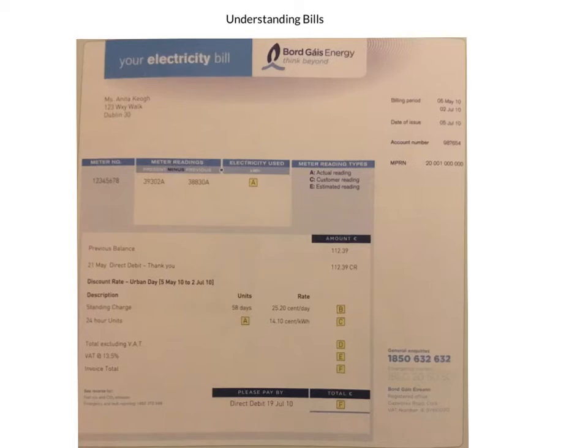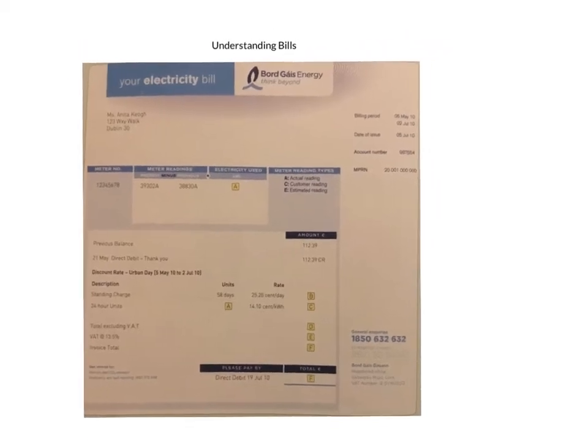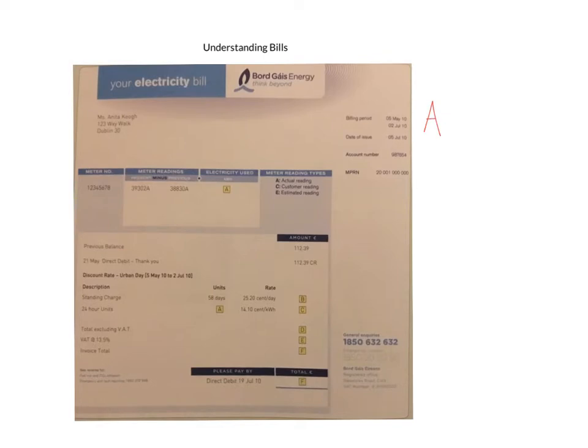So if we look up here on the top left as well, we'll see meter readings. So this is the present meter reading, what the electricity meter reads at the moment. And this is what it read at the beginning of the period. So to find the electricity used is going to be the difference between what the meter read before and what it's reading at the moment. So we can do that over here on the right hand side. So to find A, it's going to be the difference between those two numbers.